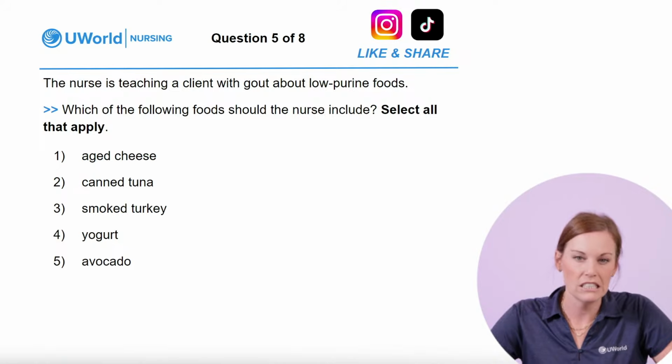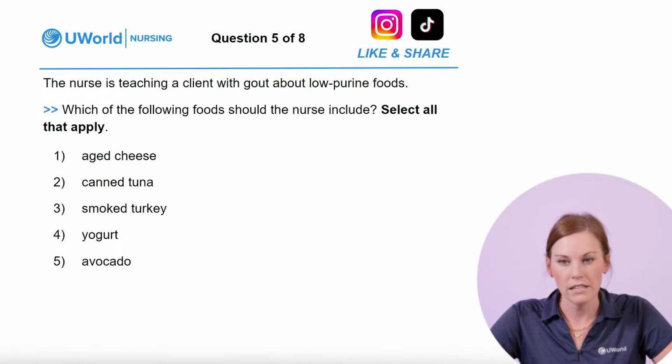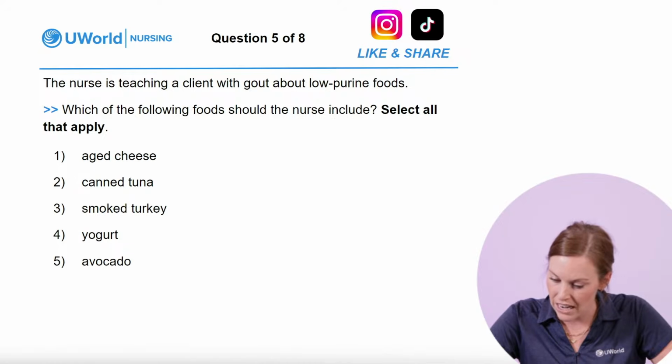All right. Question 5. The nurse is teaching a client with gout about low purine foods. Which of the following foods should the nurse include? Select all that apply. Option 1, aged cheese. Option 2, canned tuna. Option 3, smoked turkey. Option 4, yogurt. Option 5, avocado. All right, select all that apply. Drop those answers in the chat. You're going to have more than one right answer.